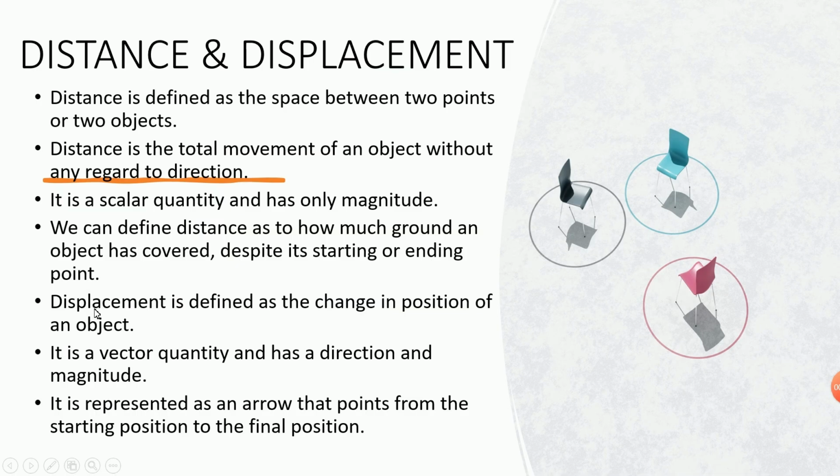While writing a vector quantity, there would be an arrow on top. For displacement, if you are writing D, then at the top of D you have to put an arrow mark. It would be represented as an arrow that points from the starting position to the final position. So the arrow is a vector quantity. I hope everyone understood the definition given here.